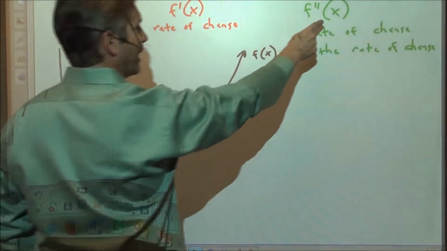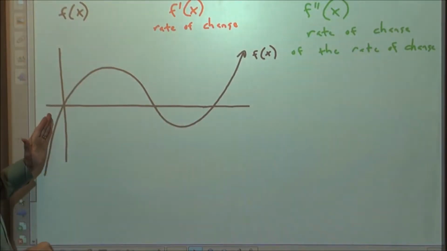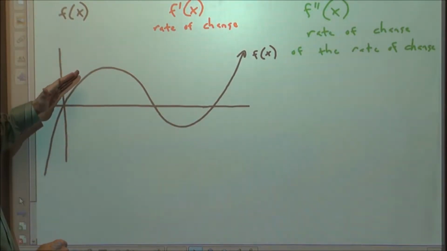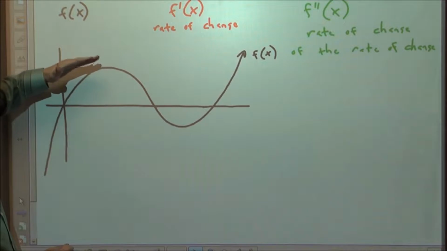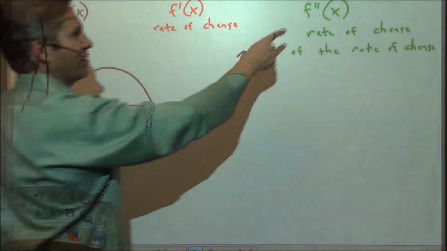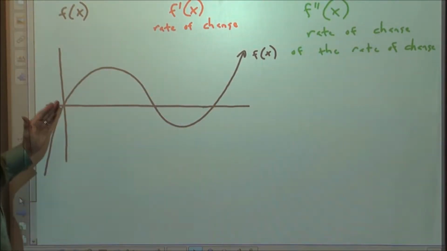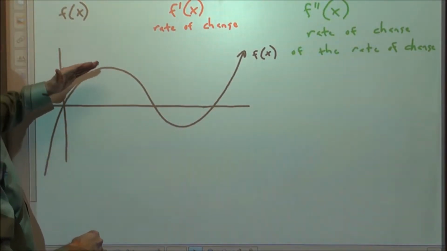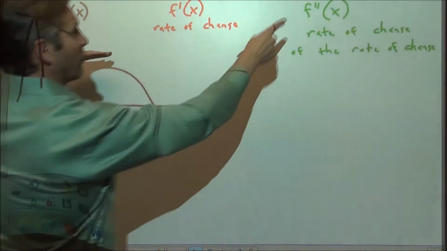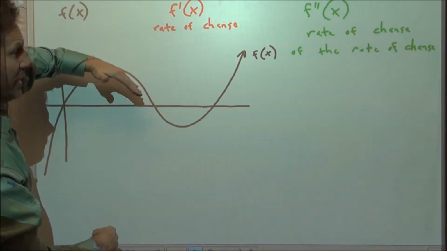When you go to the second derivative, it's the rate of change of the rate of change. So even though this function is increasing, it's increasing by less and less, and then it really starts decreasing. So the second derivative is saying how the first derivative is changing. Yes, we're getting positive, but it's getting less and less positive. So the second derivative is returning a negative value in here.